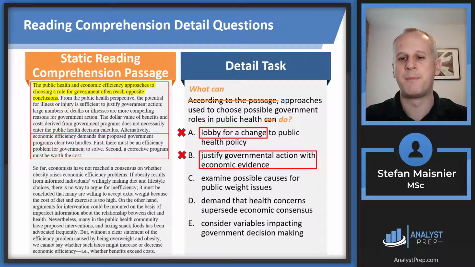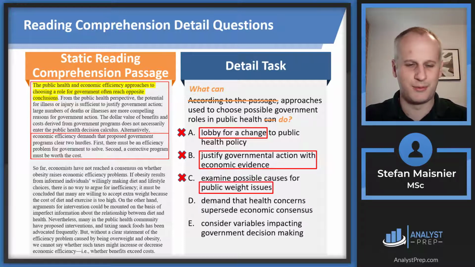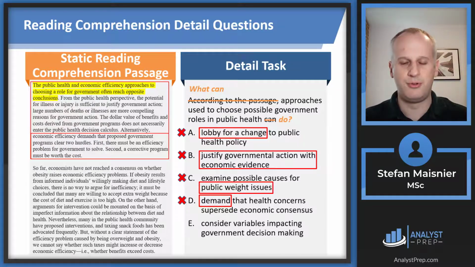Then choice C, examine possible causes for public weight issues. This is the wrong subject. We're not talking about the second paragraph. They do talk about possible causes, but we don't really have that being relevant to this task, the task of this question at all. For choice D, demanding that health concerns supersede economic consensus. Again, we've just got the 2 approaches. We don't know which one is actually going to be taken over the other. So saying that it supersedes economic consensus would once again be extreme.